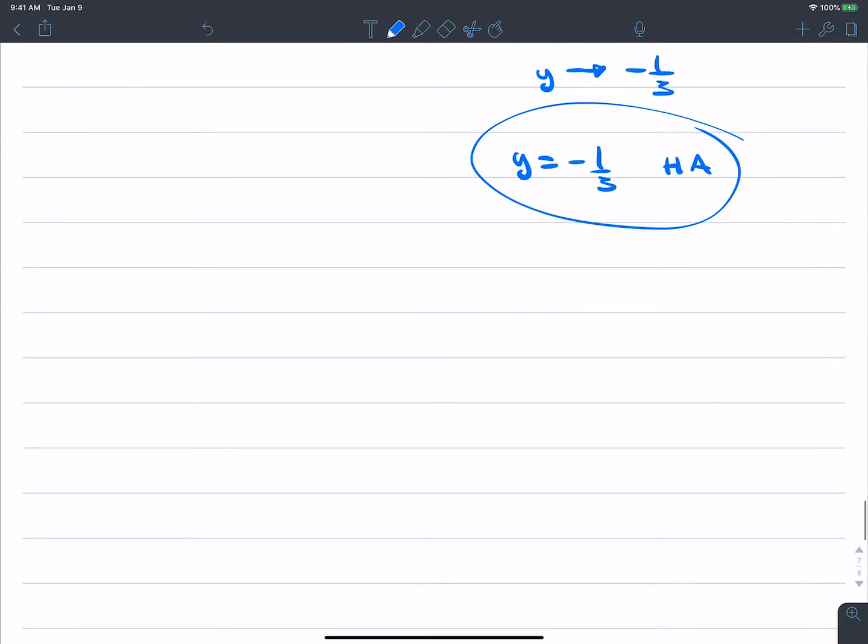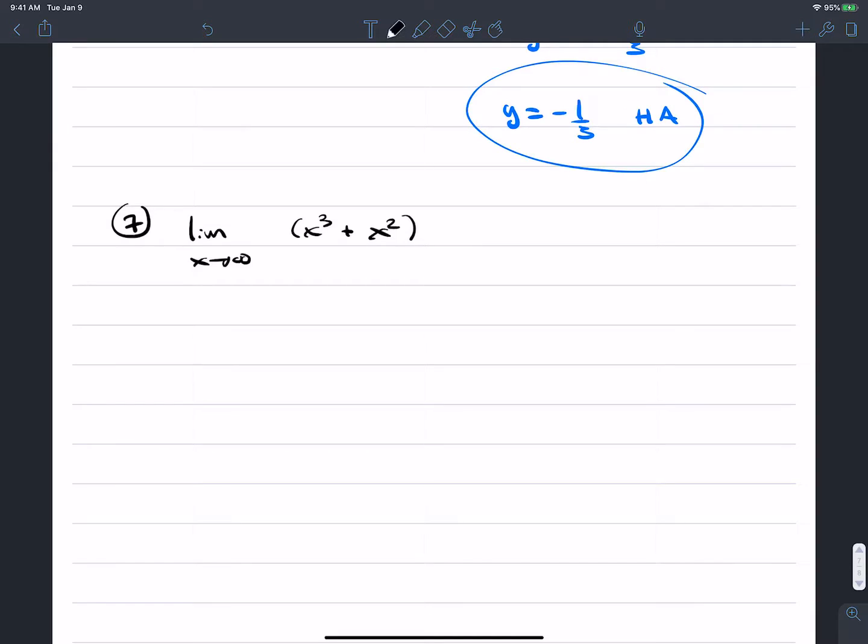Okay, good. And now we have another example here. So we're going to change the order. Like I said, this is going to be number 7 here. We're going to find that limit as x goes to infinity for this polynomial function. Okay, and so if you remember how we start this off, we're going to look at this as the limit of a sum here. So you have the limit as x goes to infinity of x cubed, plus the limit as x goes to infinity of x squared here.